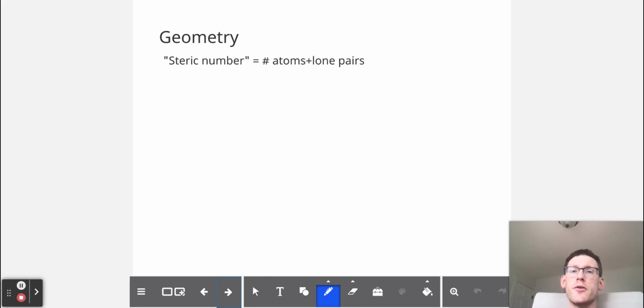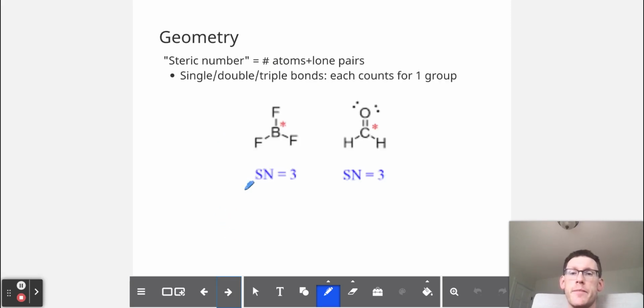Steric number is a term often used in molecular geometry. It is simply the number of atoms and lone pairs around a given atom. So if we look at the boron here, its steric number is 3 because there are 3 atoms to which it is bonded and no lone pairs. In the case of the carbon here, there are no lone pairs on the carbon, and there are still 3 atoms around that carbon, even though there's a double bond.